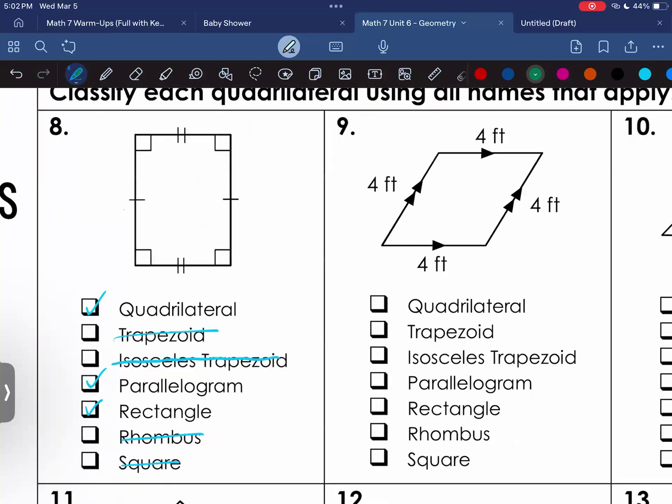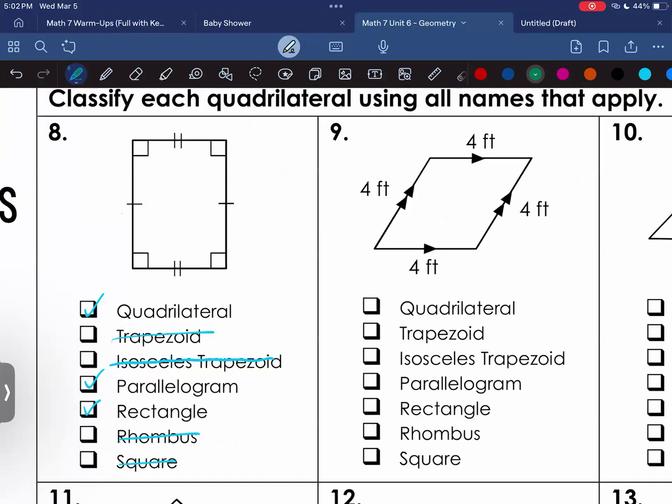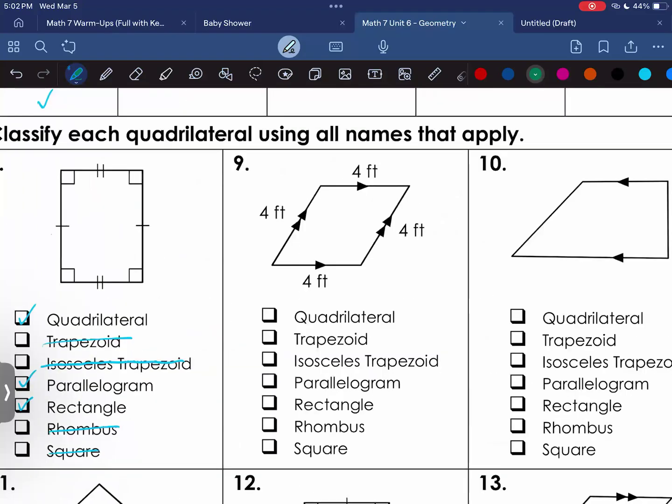All right, number 9. Again, obviously a quadrilateral because we have four sides. Okay, not a trapezoid, so not an isosceles trapezoid either. It is a parallelogram. It is not a rectangle. It does not have four right angles. Okay, it is a rhombus because a rhombus is just a parallelogram with all four sides congruent. So they're all 4 feet. It is not a square because it does not have four right angles.